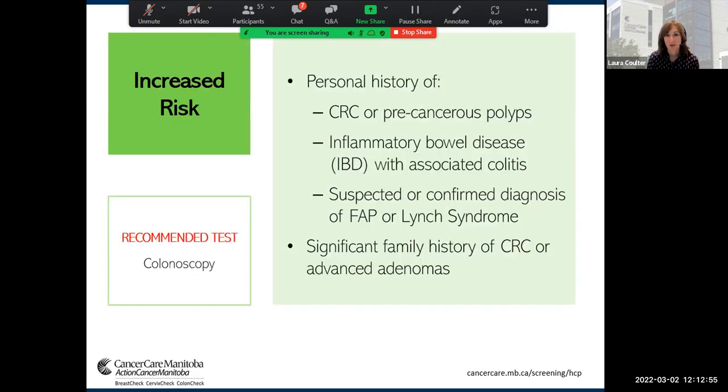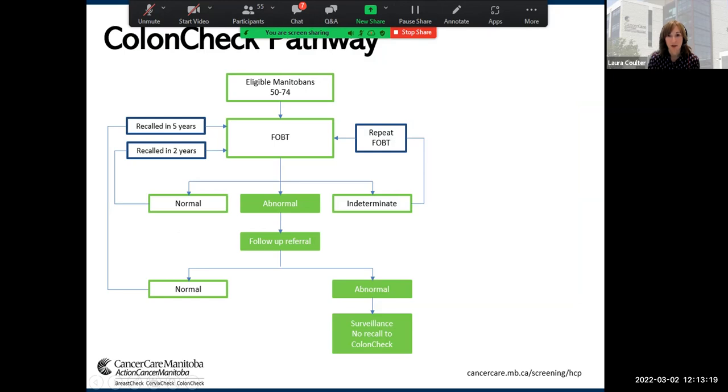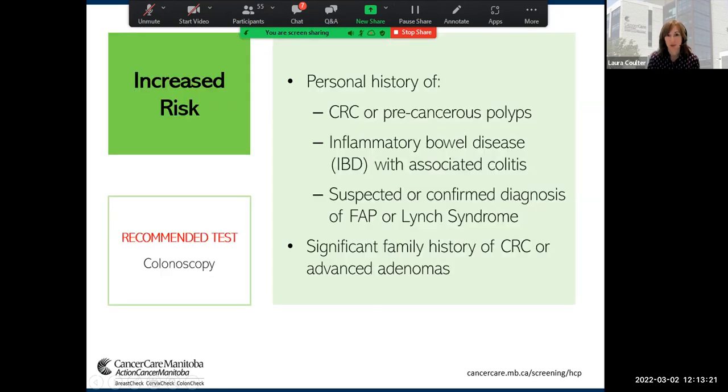So I'm just going to pause for a minute to provide a high-level definition of increased risk in relation to colorectal cancer, and Dr. Simpson is certainly going to go into much more depth later in his presentation. We consider individuals at increased risk of colorectal cancer if they have a personal history of CRC or precancerous polyps, inflammatory bowel disease with associated colitis, or as having a suspected or confirmed diagnosis of genetic syndromes linked to CRC, such as FAP or Lynch.